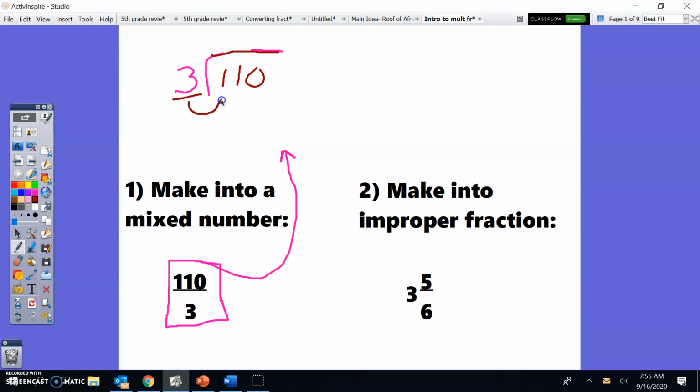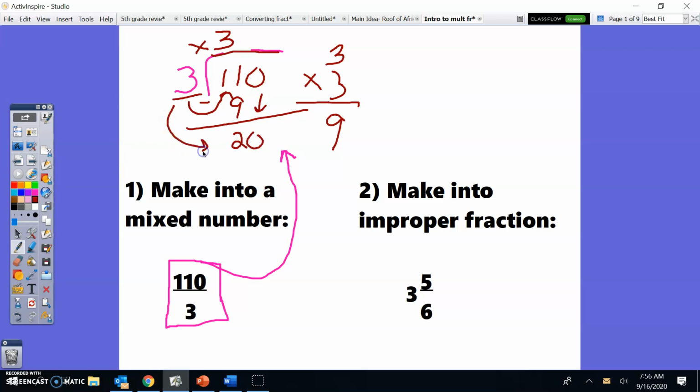So 3 cannot go into 1, but it can go into 11, and it can go in, let's see, 3 times 3 is 9. It can go in 3 times. 3 times 3 is 9. Subtract. 11 minus 9 is 2. Bring down the 0. 3 goes into 20 how many times? Well, I know that 3 times 3 is 9, so it's got to be higher than 3 times. Let's try 6. 6 times 3 is 18. So that is the closest number I can get without going over 20. 6 times 3 is 18. Subtract 2, there's nothing else to bring down, so this is my remainder.